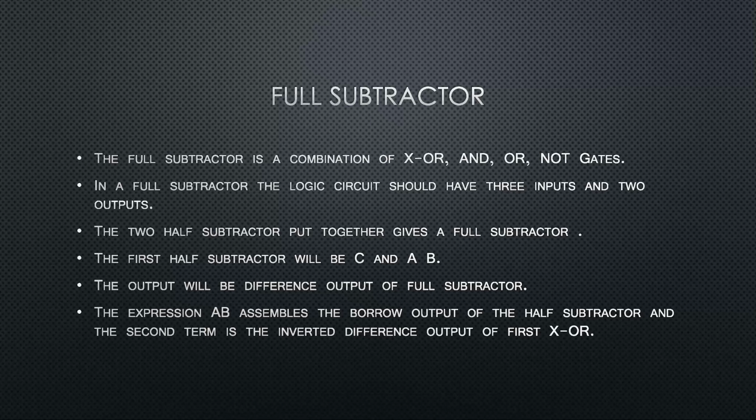Next we are going to see about a full subtractor. The full subtractor is a combination of exclusive OR and OR NOT gates. In full subtractor, the logic circuit should have 3 inputs and 2 outputs. The two half subtractors put together gives a full subtractor. The first half subtractor will be C and A⊕B. The output will be the difference output of a full subtractor. The expression A'B assembles the borrow output of the full subtractor, and the second term is the inverter, the difference output of first exclusive OR.